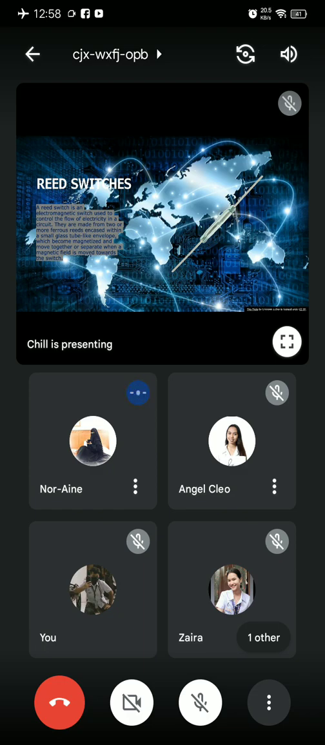So there are advantages of using reed switch. Number one is no mechanical wear. Because there is no physical pressure applied to the switch, there is no mechanical wear and tear.